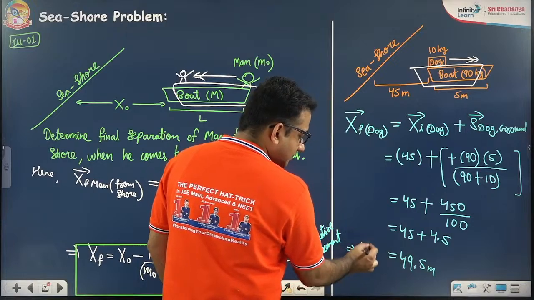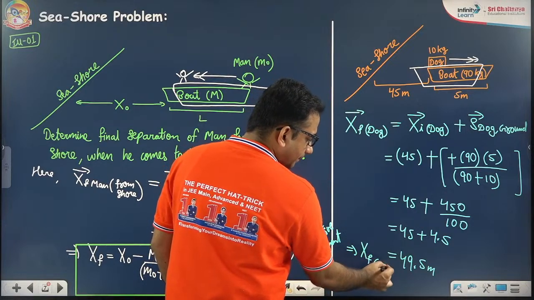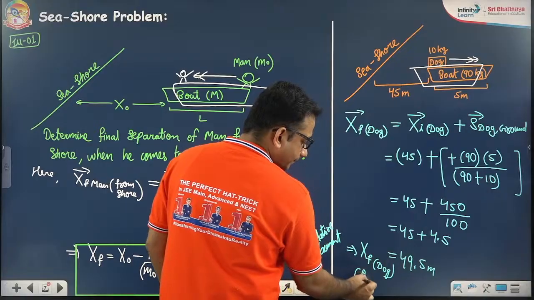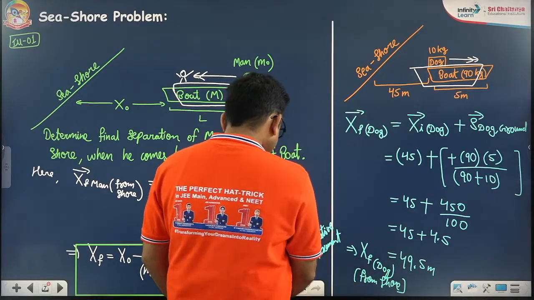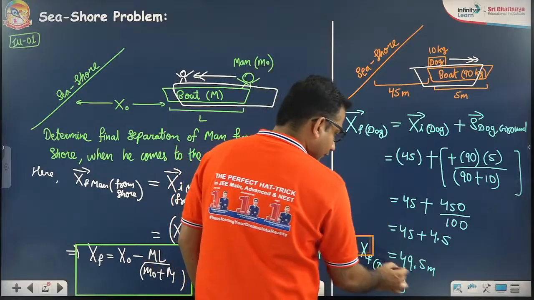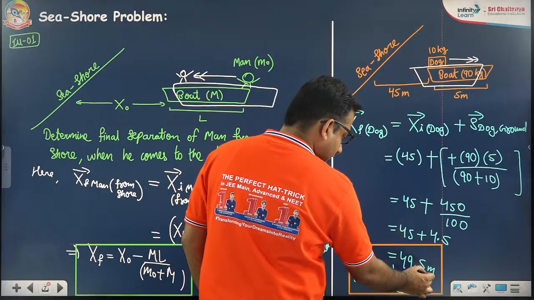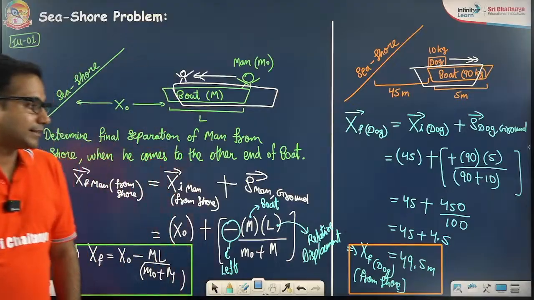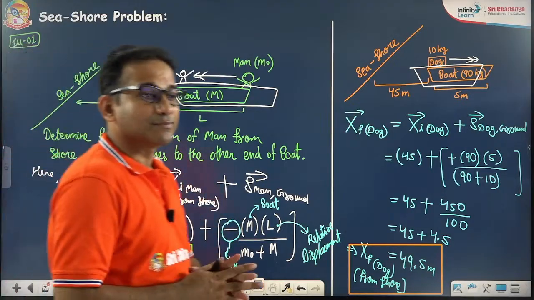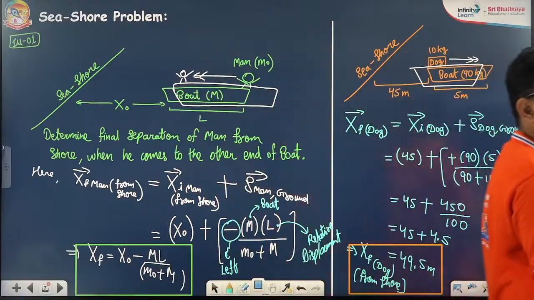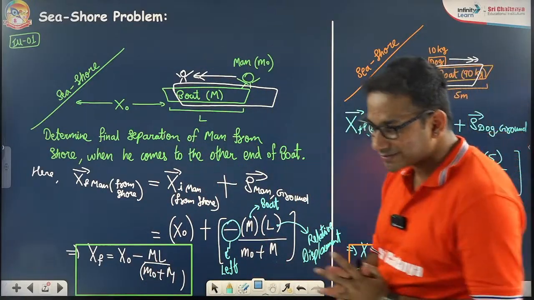All right. So this is the final separation of the dog from the shore. As you can see, we have got it as 49.5 meters. Is that clear? I hope you understood this model also. This model, we call it the Seashore model. The logic is very simple.